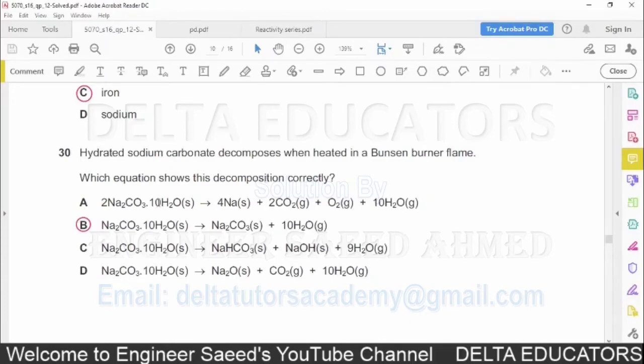Now if we check all the options A, B, C and D, only in option B we see that hydrated sodium carbonate is decomposed to sodium carbonate and water. These water molecules will be evaporated in gaseous state. So here our correct option is option B.